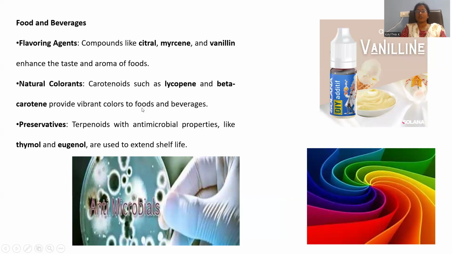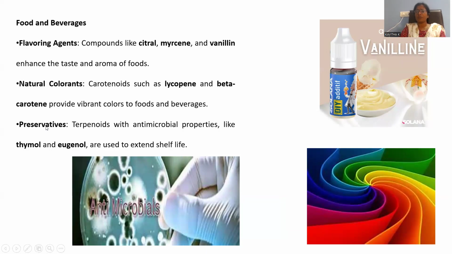Natural colorants. So in addition to the flavor or tasty tendency, they also have coloring agents, coloring material, lycopene. Just now we discussed, lycopene is the red color pigment. Wherever lycopene is there, that fruit, that vegetable exists in red color. Beta carotene, wherever beta carotene is there, that fruit, that vegetable exists in orange color, or to some extent an orange to yellow shade is available with them.